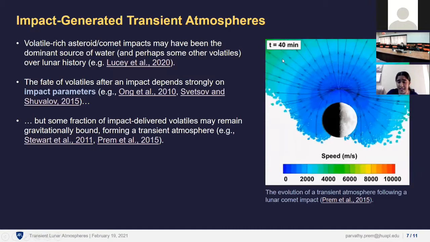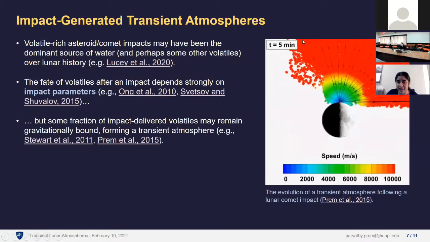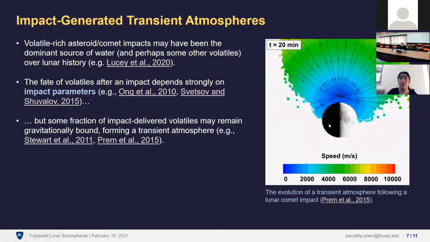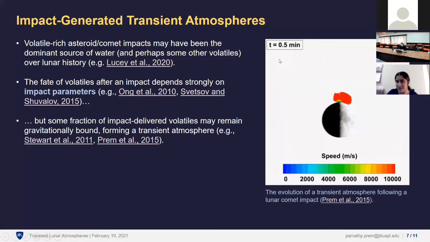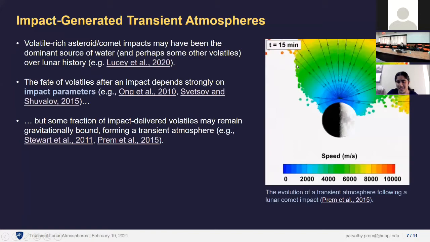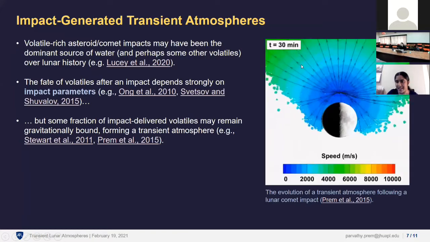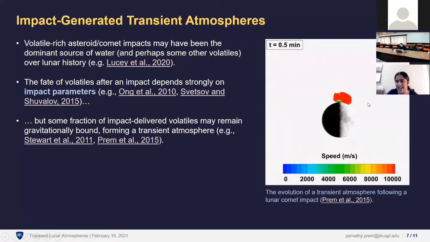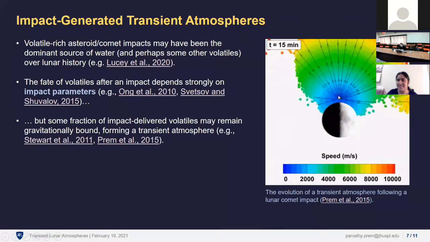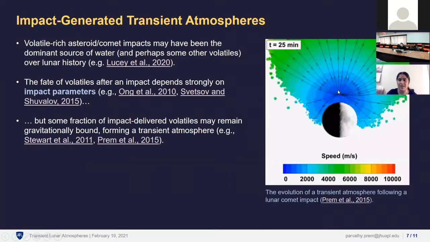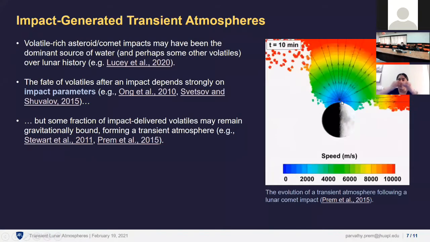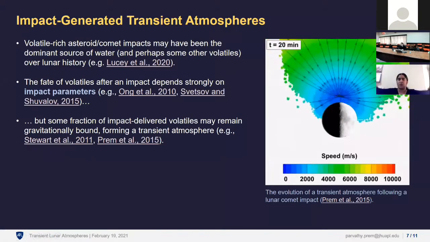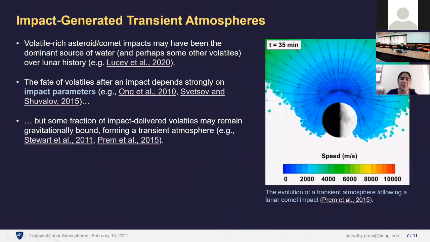And so this simulation that's playing on this slide shows you the first 40 minutes after an impact. In this case, you don't see the impact itself, but the simulation began with a comet that came in from the left, hit, in this case we chose to model a simulation at the North Pole of the moon, and then that comet becomes a cloud of water vapor that begins to expand around the moon.